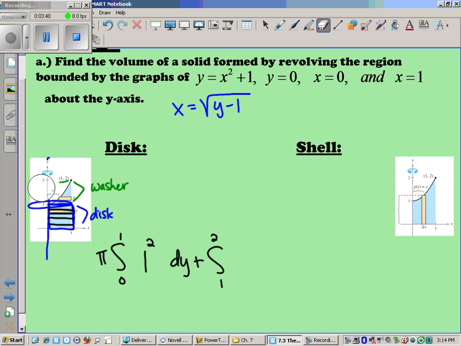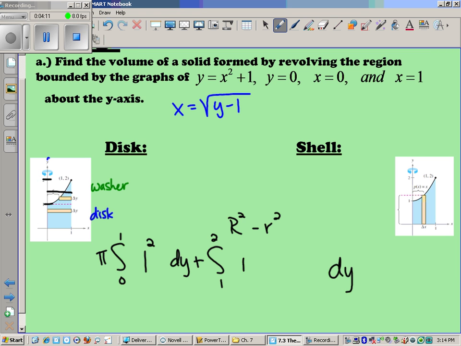Okay? Now let's look at from 1 to 2 on the y. If I'm just looking from 1 to 2 on the y, because I'm going to have a hole, I need to do big R squared minus small r squared. Okay? Still with respect to y, because my rectangles are going horizontal. If I want the big radius, I need to go from my axis of revolution all the way to the outside of my solid. And isn't that going to be the same distance all the time? So my big radius is going to be 1 still.